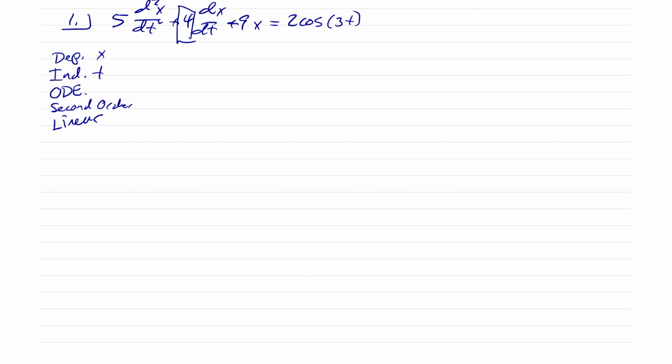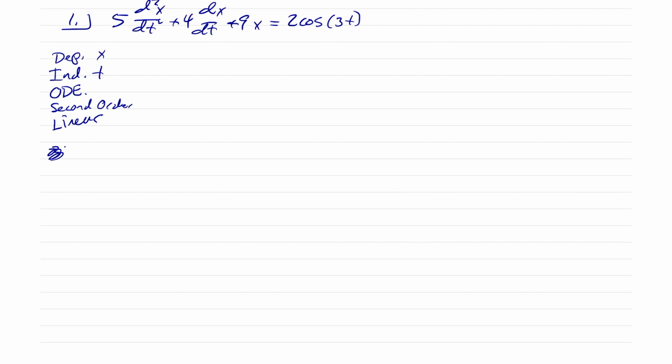Ditto here. We only have a 4. Doesn't involve x. Good. Move on. 9 doesn't involve x. Okay, we're good. And it is equal to 2 cosine 3t. Doesn't involve x. So good. So we actually have a nice linear differential equation. So that's all we're looking for.